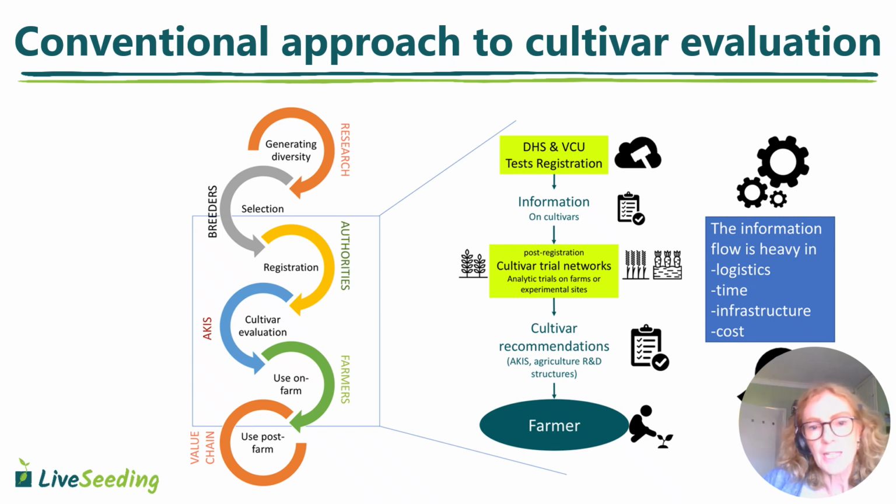And here, again, this is also described in the webinar, but I thought I'd illustrate it here as well. The more conventional approach to cultivar evaluation, starting from research at the top, generates lots of diversity, which is then selected under certain conditions for the best performance under those conditions, which tend to be conventional management usually, although we do have organic breeders as well. Registered by the authorities, evaluated more by this agricultural knowledge information system used on farms, etc.